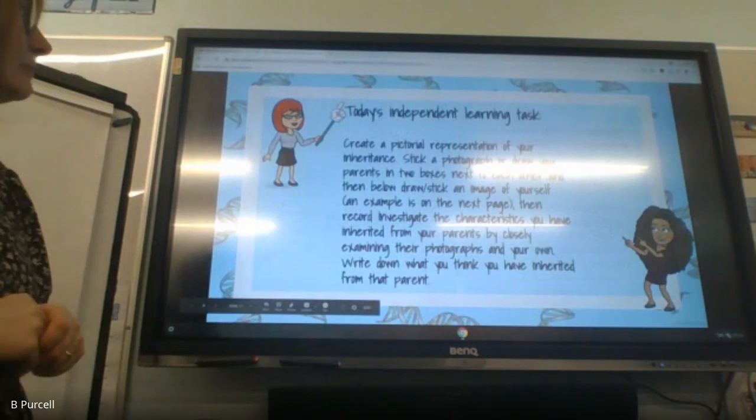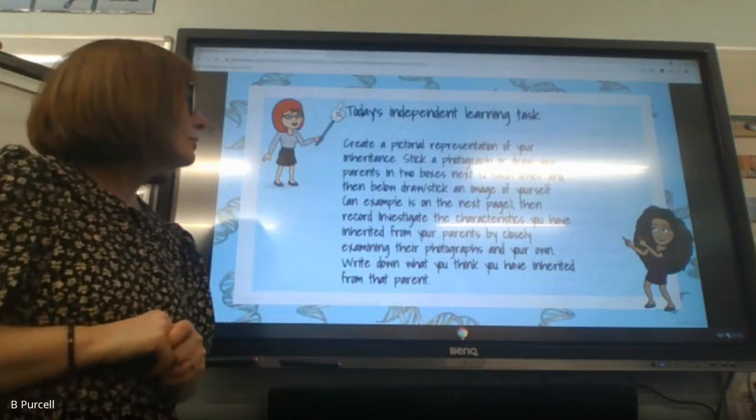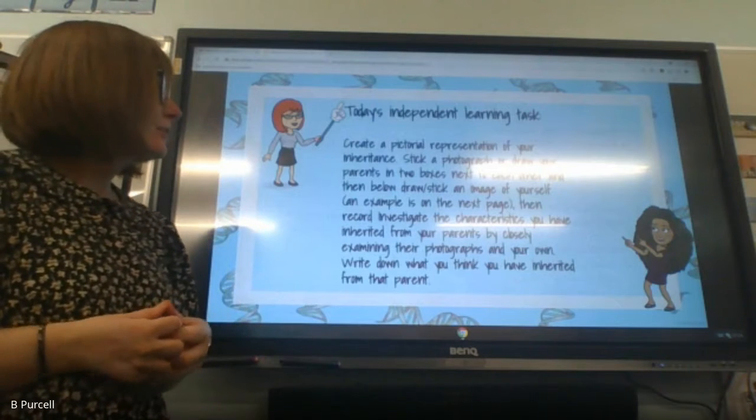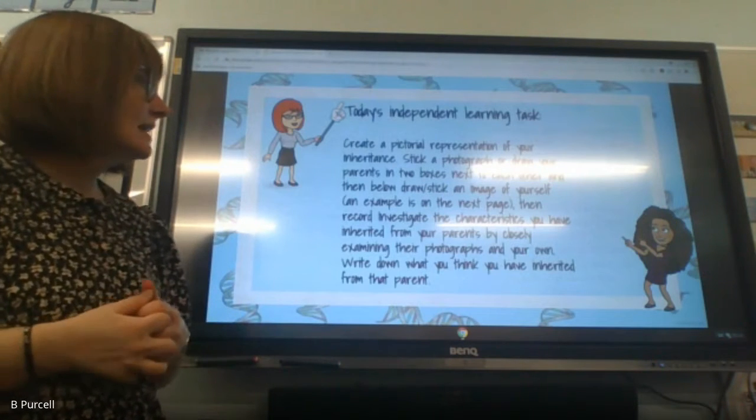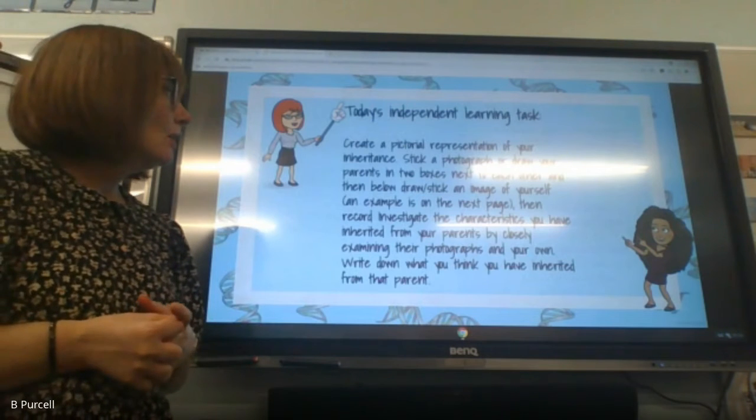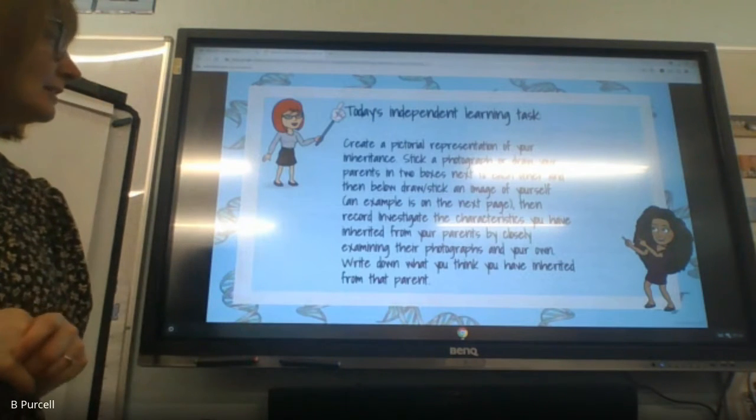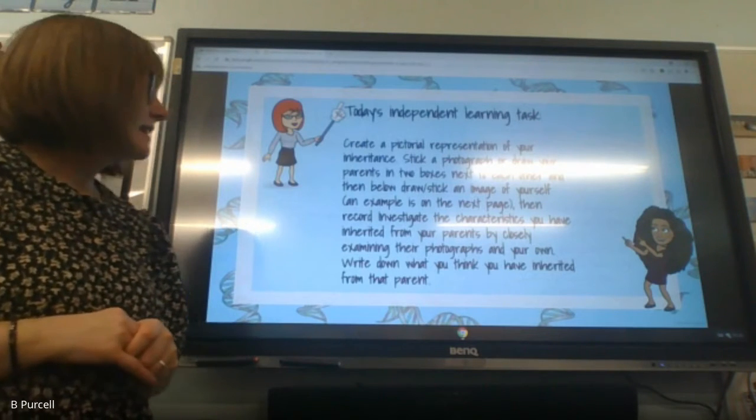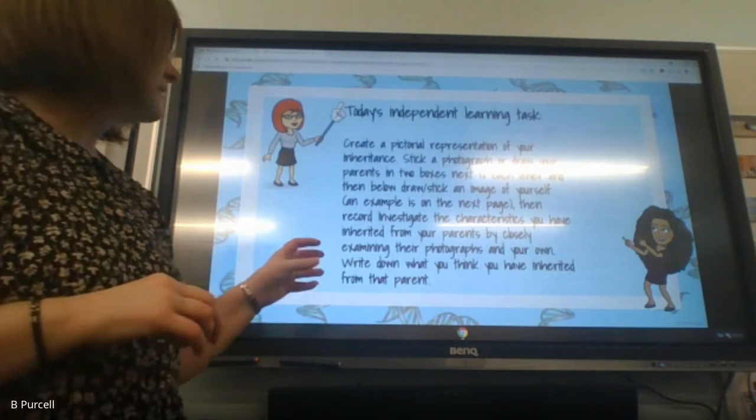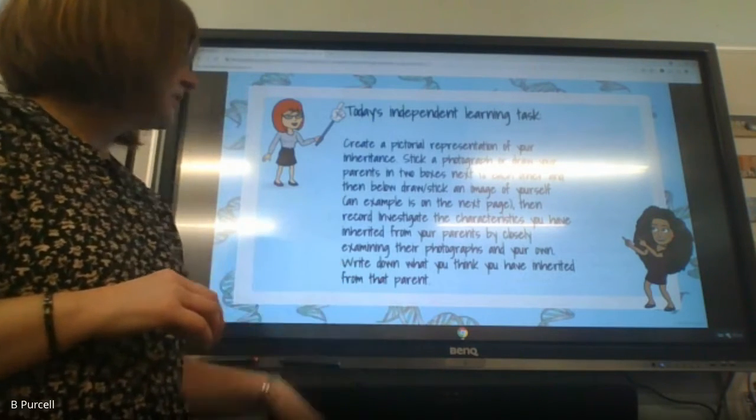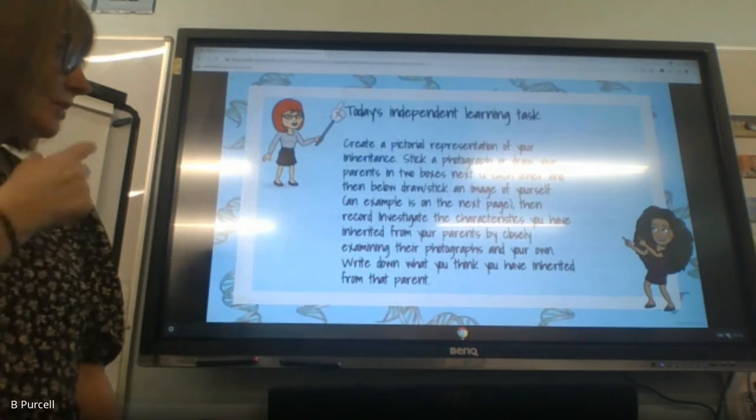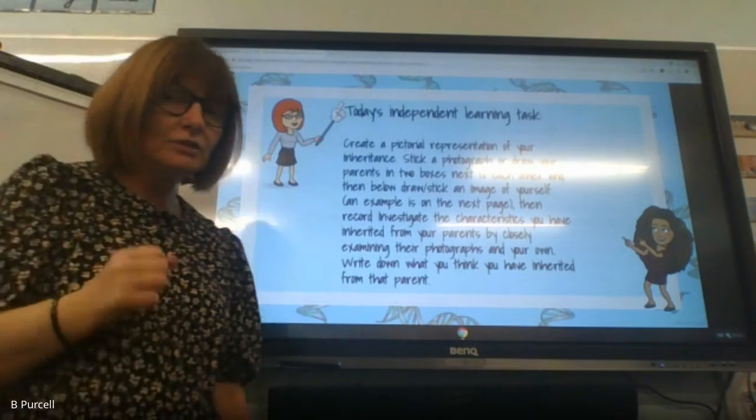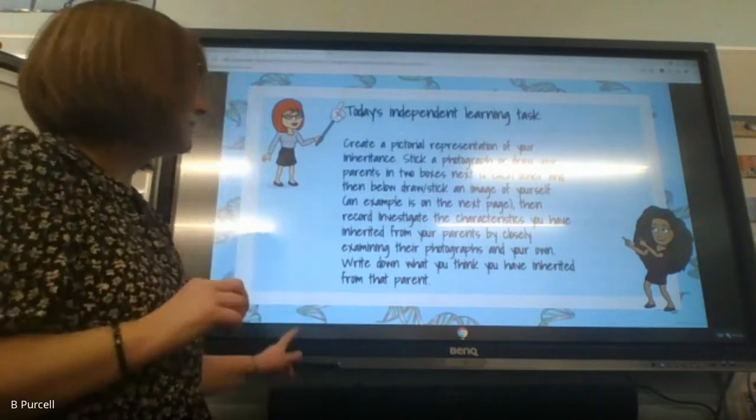Right, today's independent learning task. You're going to create a pictorial representation of your inheritance. Stick a photograph or draw your parents in two boxes next to each other, and then below, draw or stick an image of yourself. There is an example on the next page. Then investigate the characteristics you have inherited from your parents by closely examining their photographs and your own. Write down what you think you have inherited from each parent. So I'll go into that just after I've finished going through the slides.